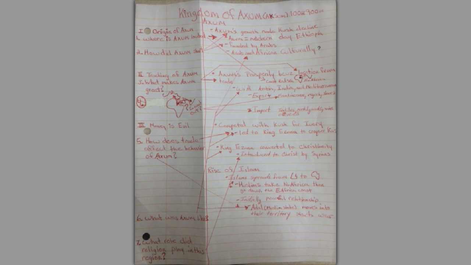Question number 6, what was Axum like? Here I have my largest chain of arrows. Up at the top of the paper, I have it pointing to where it says Arab and African culture mixed. Underneath that, they trade with Africa, India, and so on and so forth, because that shows that they're a prosperous nation, that they make good money, probably a lot of merchant type jobs.